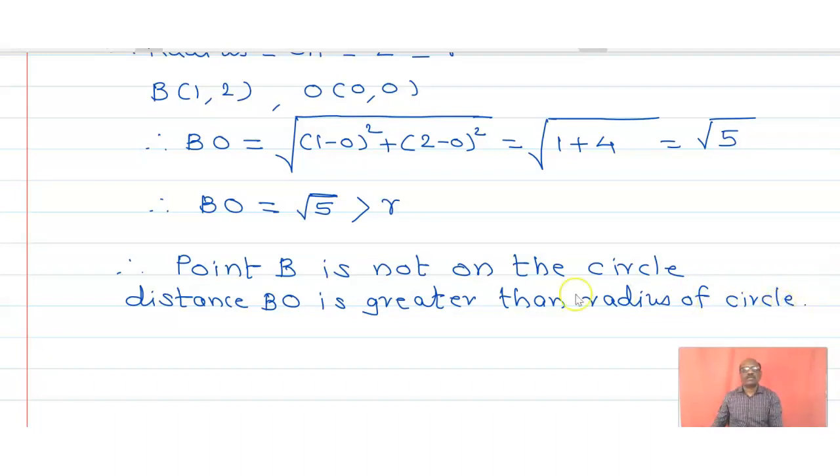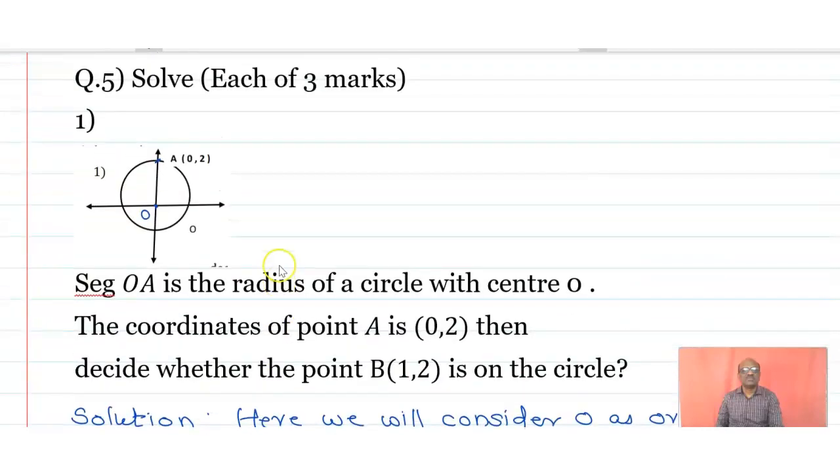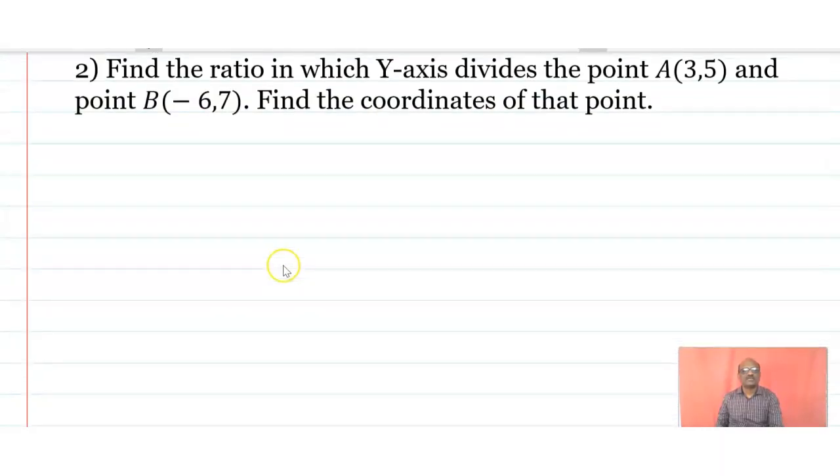Okay. Now the next question, easy question है तो एकदम. First question. Now the next. Find the ratio in which y divides the point A 3, 5 and B minus 6, 7. Now, solution.